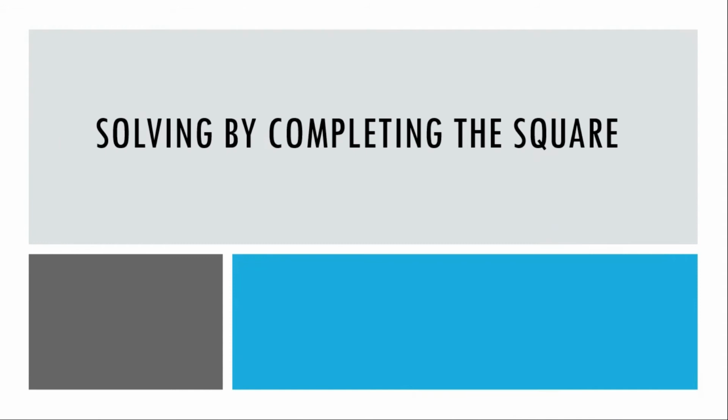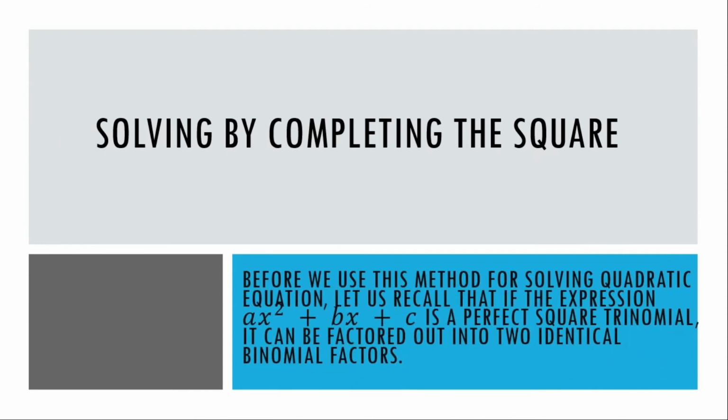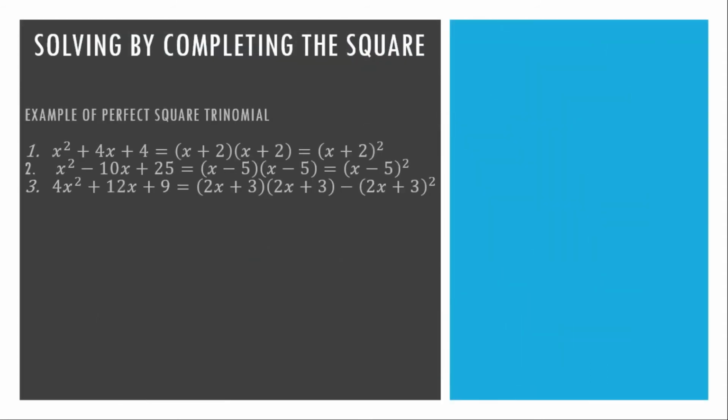Dito naman tayo sa solving by completing the square. Before we use this method for solving quadratic equation, let us recall that if the expression ax squared plus bx plus c is a perfect square trinomial, it can be factored out into two identical binomial factors. So, ano ba example ng ating perfect square trinomial? So, ito yung mga example ng ating perfect square trinomial. So, x squared plus 4x plus 4.